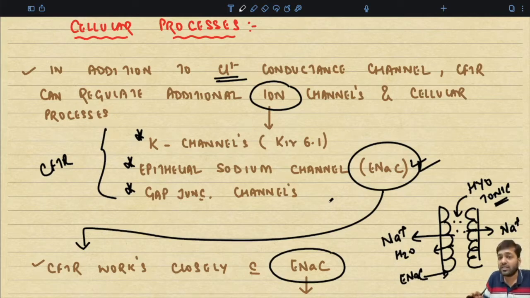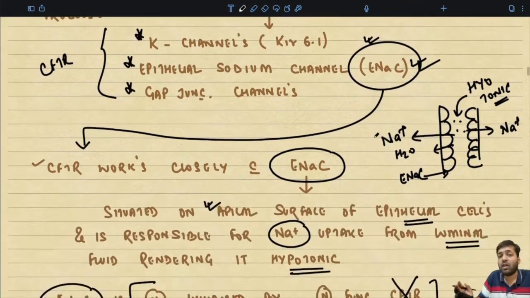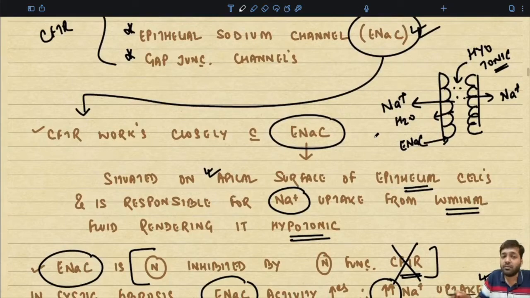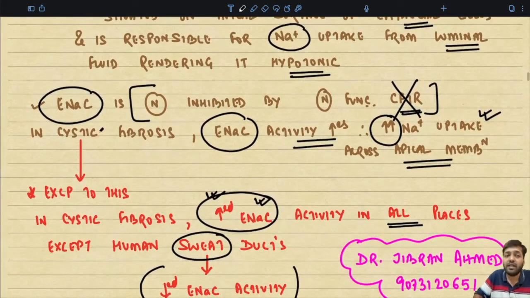Out of these other channels which are regulated by CFTR, they are working very closely with the epithelial sodium channel. Now a normally functioning epithelial sodium channel is normally inhibited by the normally functioning CFTR ion channel. Now in conditions where the CFTR ion channel is deactivated or mutated, for example in cystic fibrosis, what is going to happen? There is mutation of the CFTR, so we do not have a normally functioning CFTR.